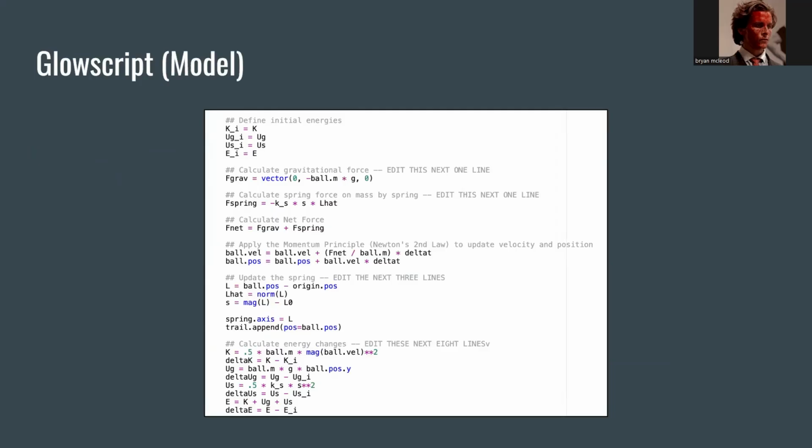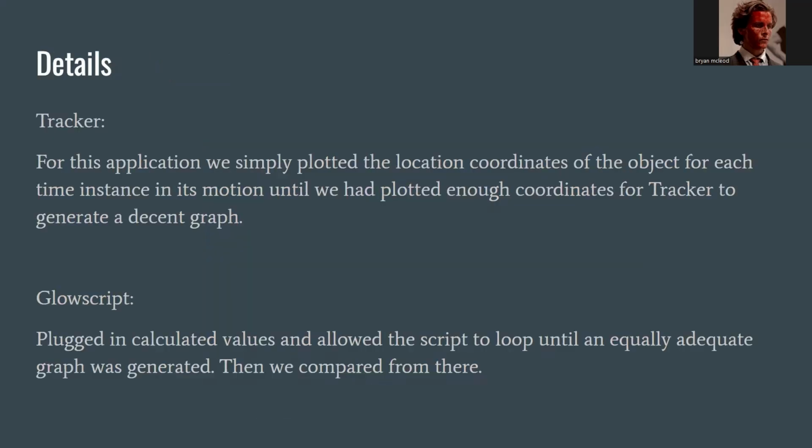So our GlowScript model, as you can tell, we calculated the spring force on the mass by the spring. We calculate the net force of the gravity plus the spring force, and then based on that, we can use that to find the mass's velocity, with the change in time that we have, and also we can find its position. And then we use the update spring to find the new spring force and so on and so forth. It kind of goes on a loop like this. Then we use that to calculate the energy change.